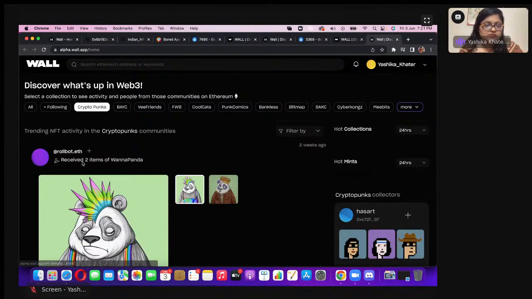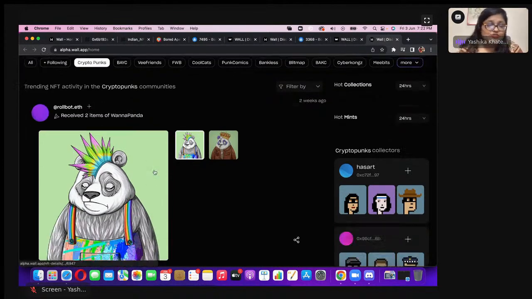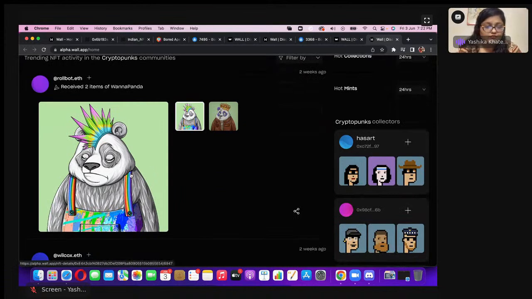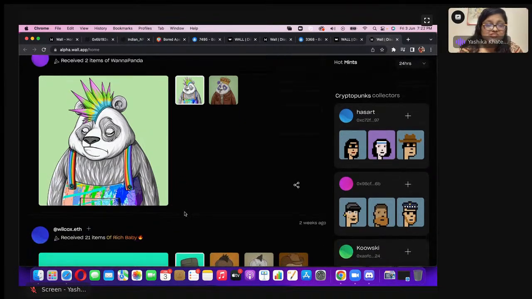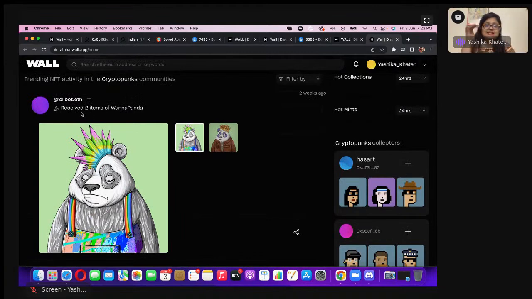So I see, okay, this person, rollbot.eth, is an owner of a CryptoPunk, and he just now received 2 items of Wanna Panda. But you see, he received 2 items, which means there is a chance that he did not buy them, but someone just transferred them to him to get their project hyped.